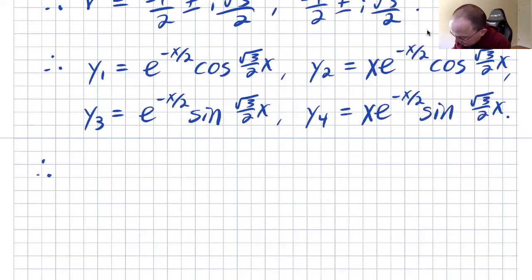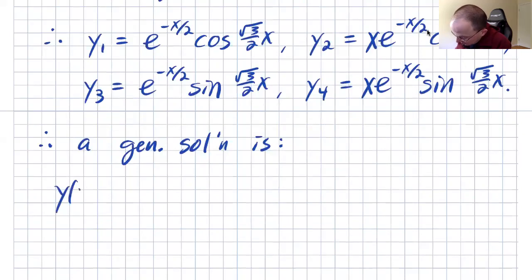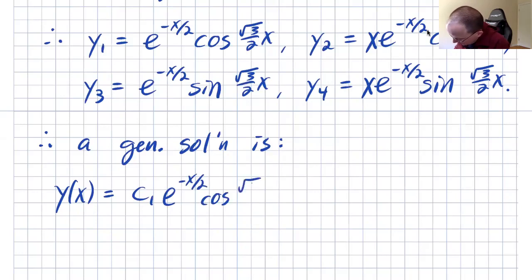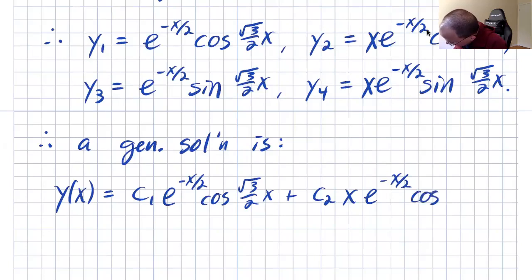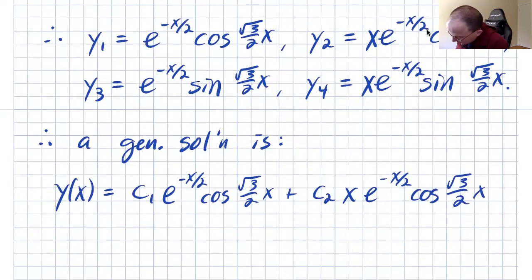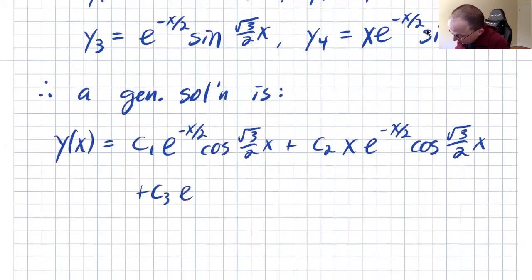And so therefore, a general solution is y of x is equal to c1 times y1 plus c2 times y2 plus c3 times y3 plus c4 times y4.